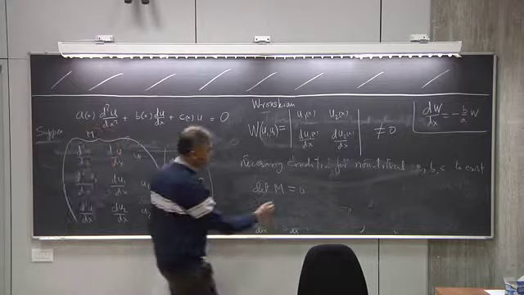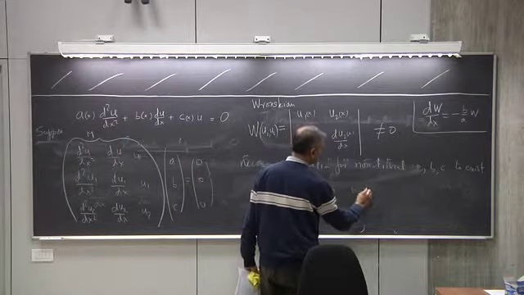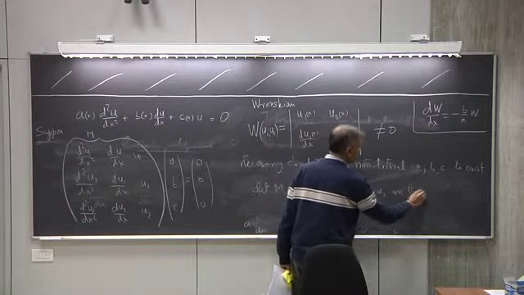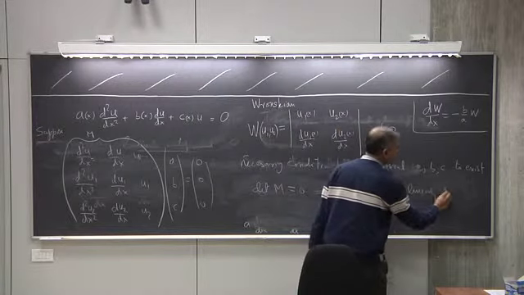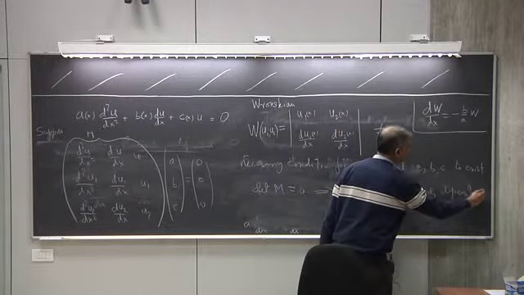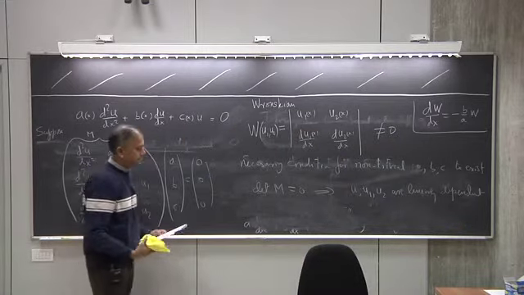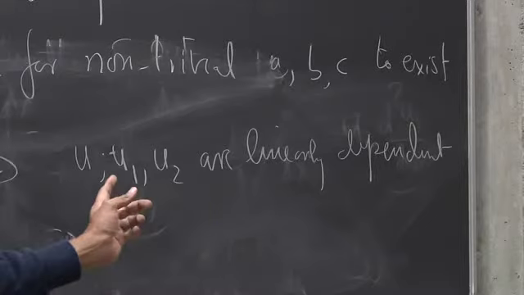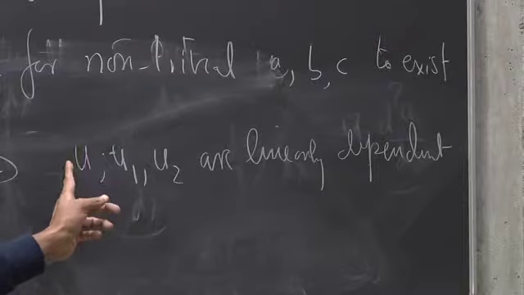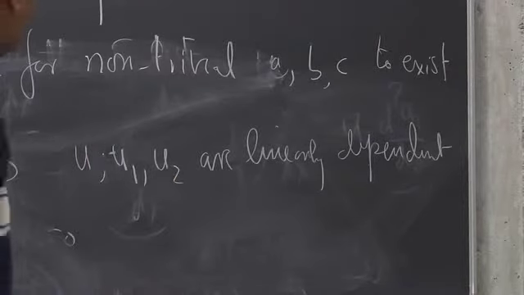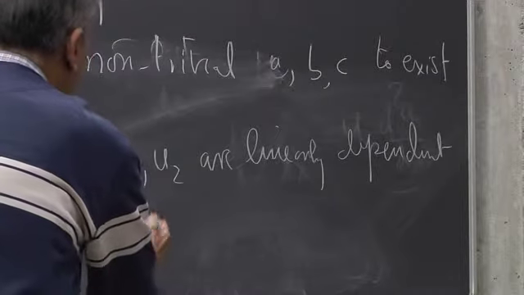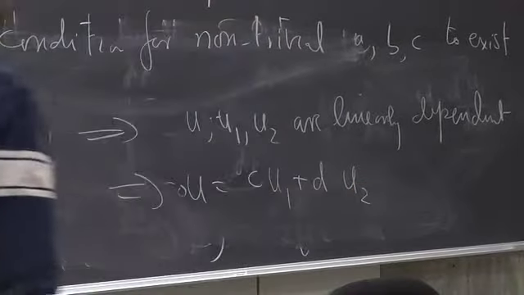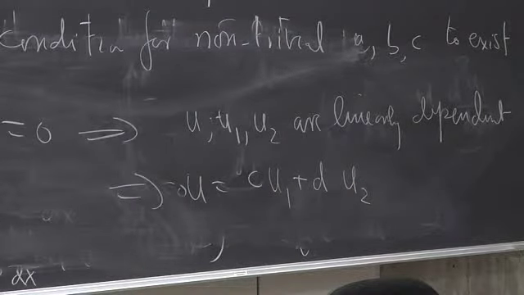And this implies that u1 and u2 are linearly dependent. By assumption, u1 and u2 are linearly independent. So what this means is that I should be able to express u as a linear combination of u1 and u2. Right? So this implies that u is equal to some number c times u1 plus another number d times u2, where c and d are some numbers. Okay.